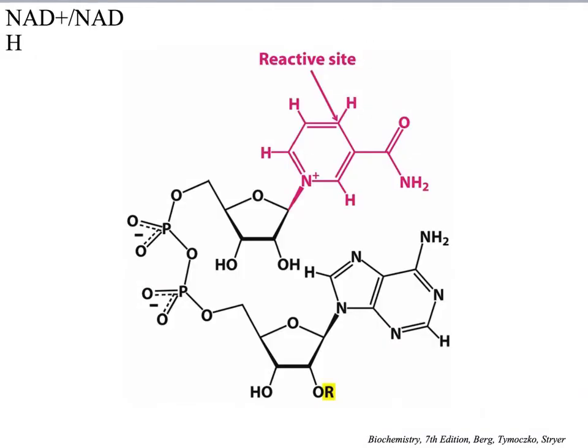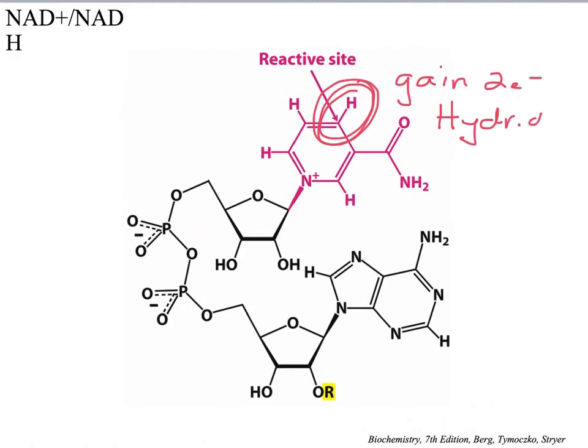This slide here is just showing a blow-up of the nicotinamide adenine dinucleotide, and you can see again, this is the reactive site. This is where we are going to gain 2 electrons in the hydride anion.